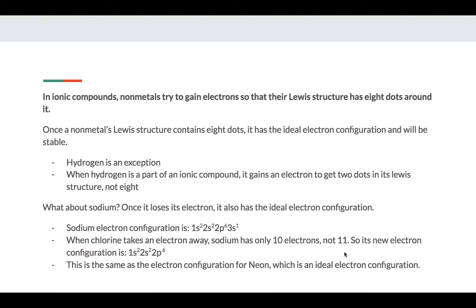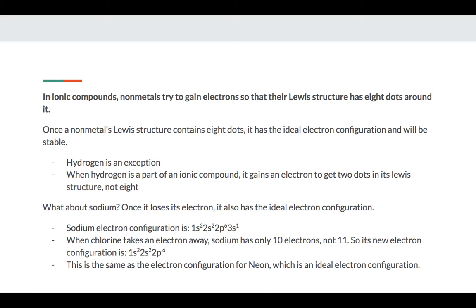So in ionic compounds, nonmetals try to gain electrons so that their Lewis structure has 8 dots around it. And once a nonmetal's Lewis structure contains 8 dots, it has the ideal electron configuration and will be stable. Hydrogen is the exception to this. When hydrogen is part of an ionic compound, it gains an electron to get 2 dots in its Lewis structure, not 8. So hydrogen only wants 2 dots.